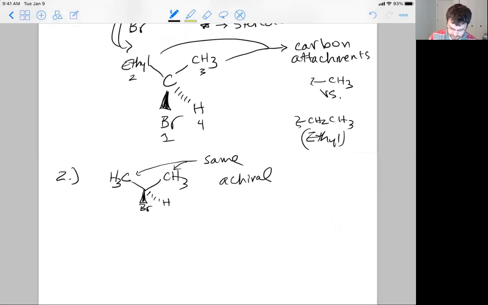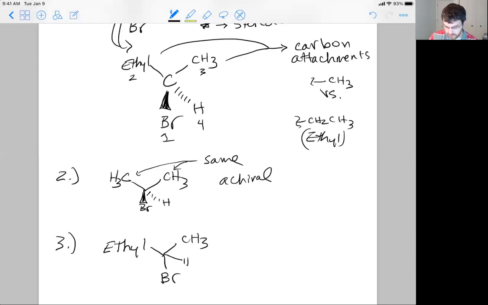Now, in another example, I'm going to redraw the same molecule that we drew to start, but I'm going to leave out the bromine wedge. I'm going to show the bromine as just a single bond. Is this chiral or achiral? Turns out it's still chiral. It's all about how many different things are attached.